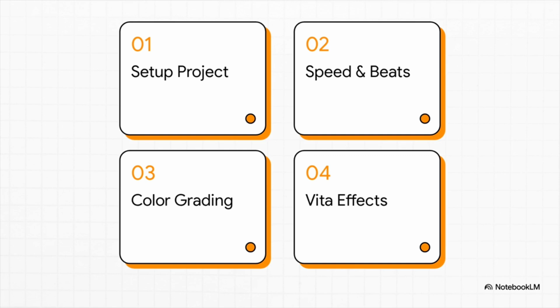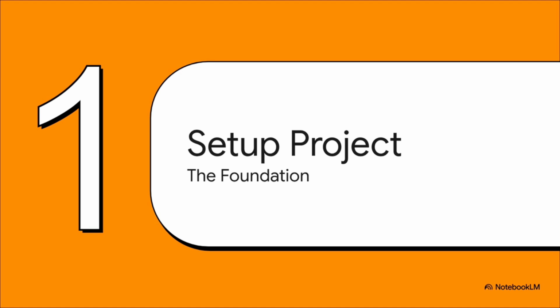First, setting up your project. Second, speed and beat syncing. Third, color grading your reel. And finally, number 4, adding trending Vita effects. Starting with Section 1, setting up your project, which is really the foundation of our layered transformation journey in the VN app.